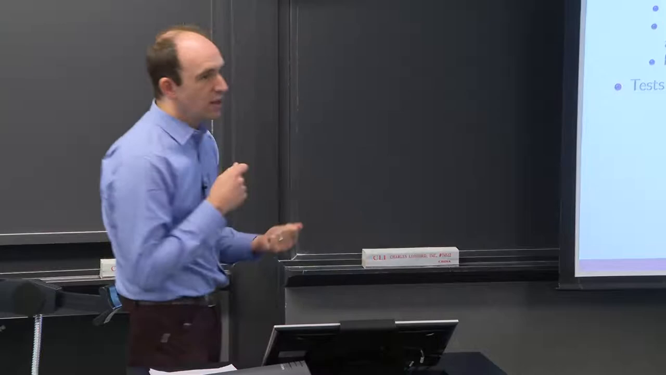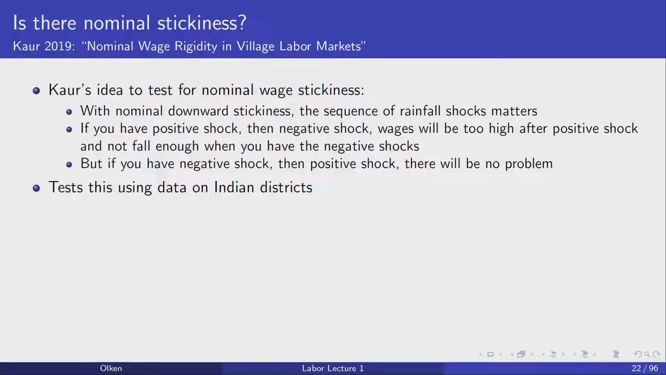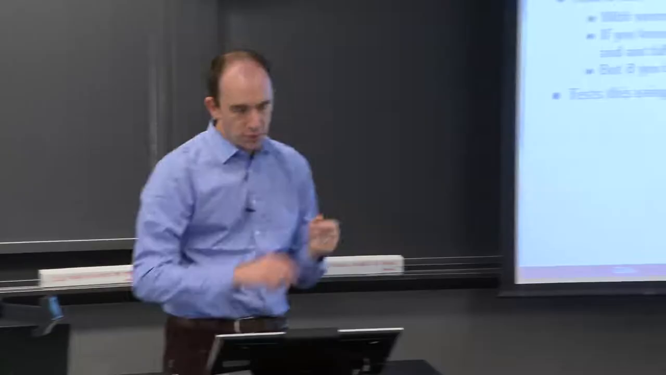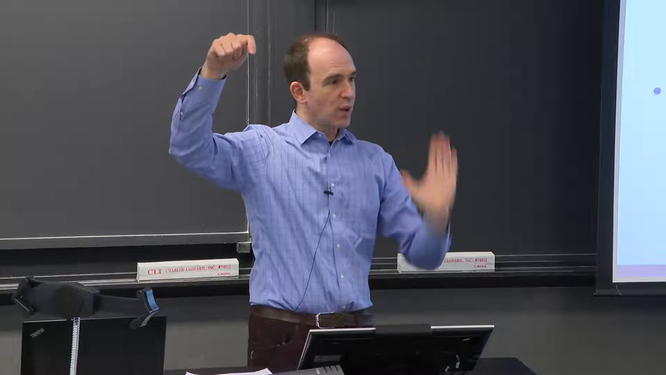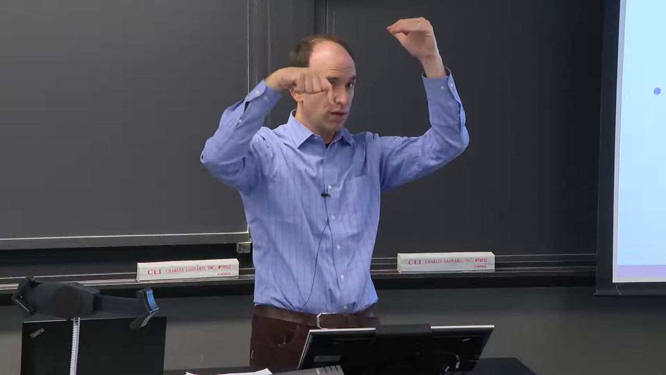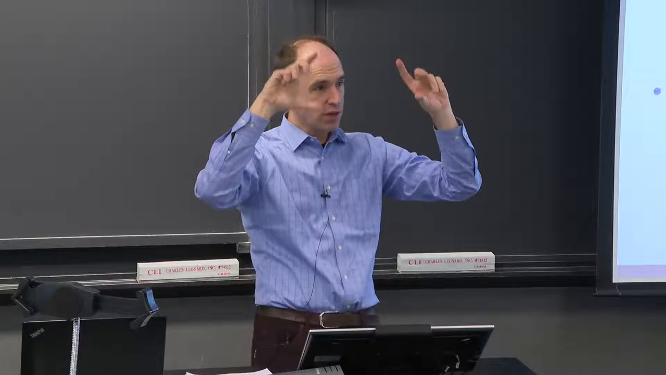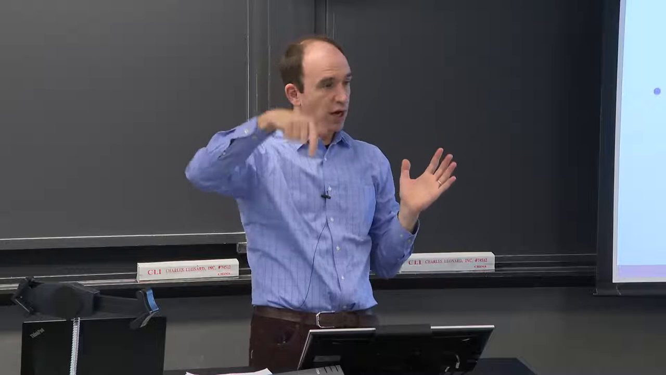But with nominal downward stickiness, the sequence of shocks is going to matter. In particular, if you have a positive shock and then a negative shock, the wages are going to go up after the positive shock, and they're going to be stuck too high, and they're not going to fall during the negative shock. Whereas if I have a negative shock and then a positive shock, I have no problem. The key thing she's going to look at is, if I have a negative shock now, so I want a low wage now, then the lagged shock is going to matter.